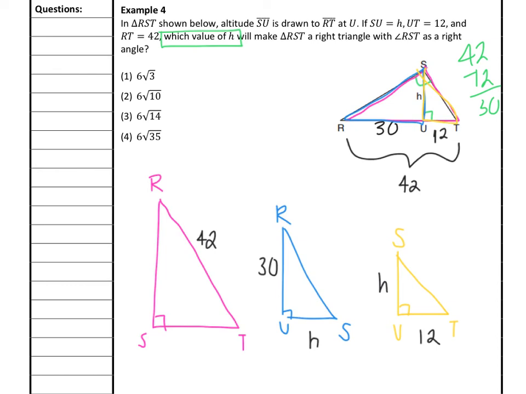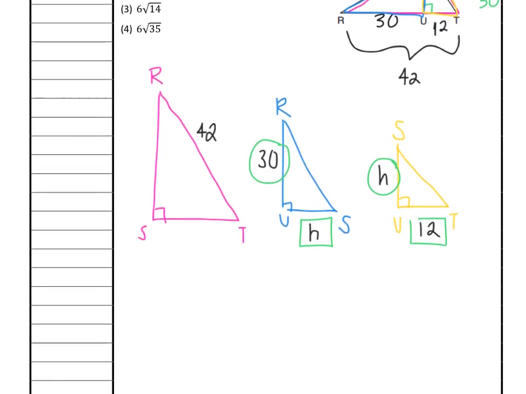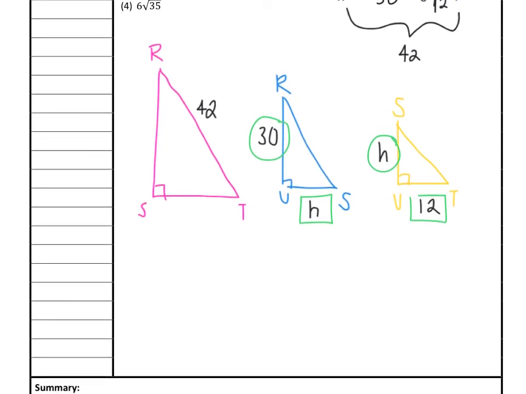So based on what I have labeled, it's pretty clear to me what proportion we're going to use, which is the nice thing if you separate and redraw. 30 is going to go with this H, and then H is going to go with the 12. So I'm going to scroll down a little bit and start writing my proportion out. So we have 30 over H equals H over 12.